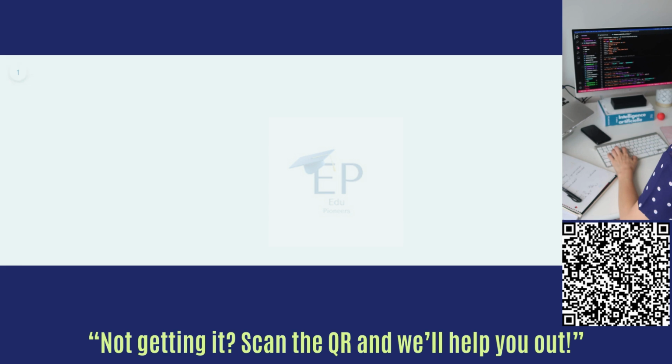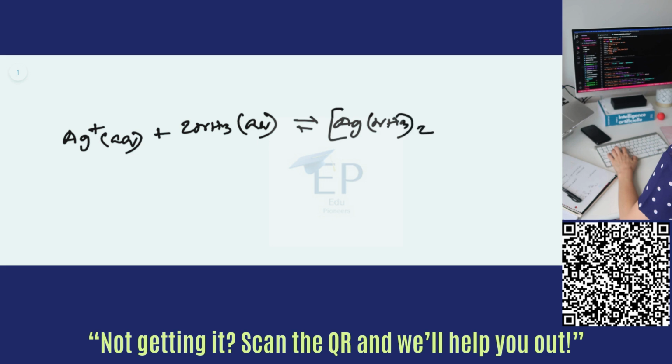So in this solution, we will have a chemical reaction like this, where the silver ion will react with the aqueous ammonia to form an equilibrium with diamine silver complex. So these are the species we will have in the equilibrium of this solution.